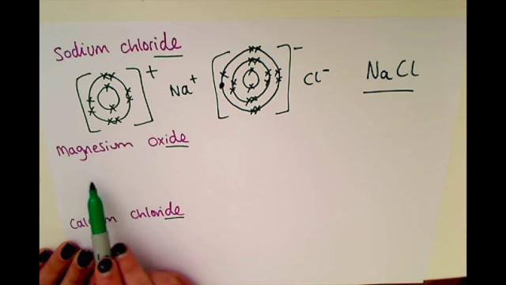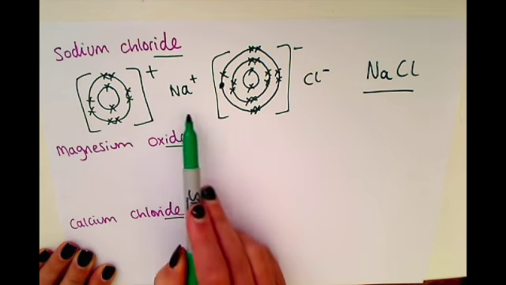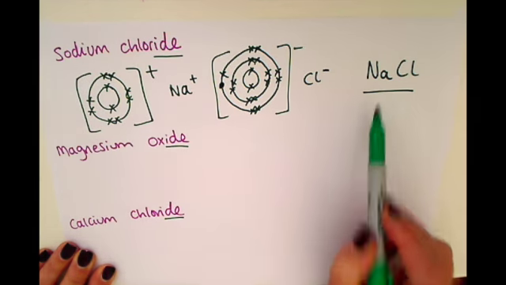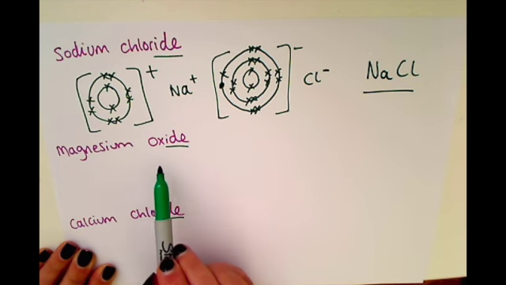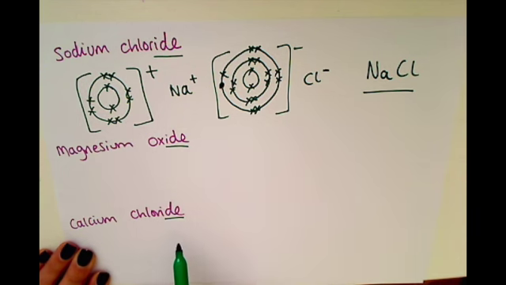Now have a go at drawing the ions, in the simple form, and the ionic compound formula for magnesium oxide and calcium chloride. Pause the video now.